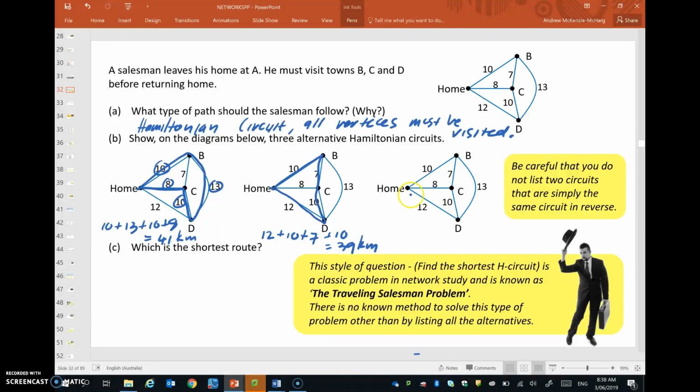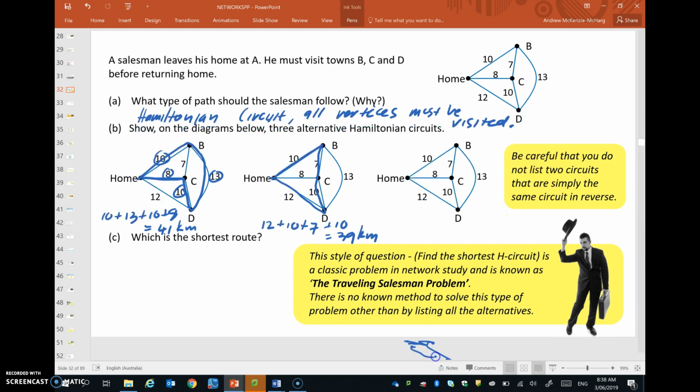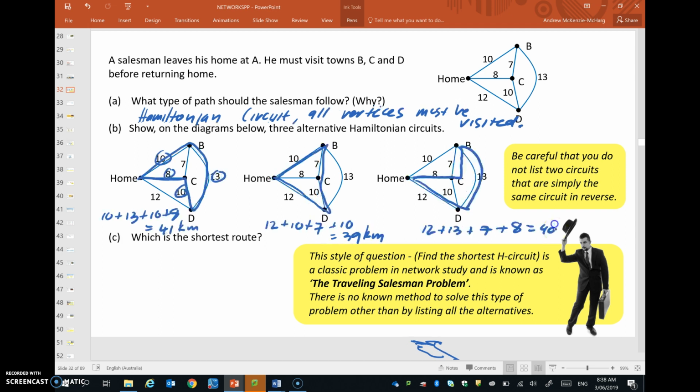We could also do this. Head down this one, and then round the back like that. That would be 12 plus 13 plus 7 plus 8, 25, 35, 38, is that right? 15, 25, 28, 40 I'm getting for that.